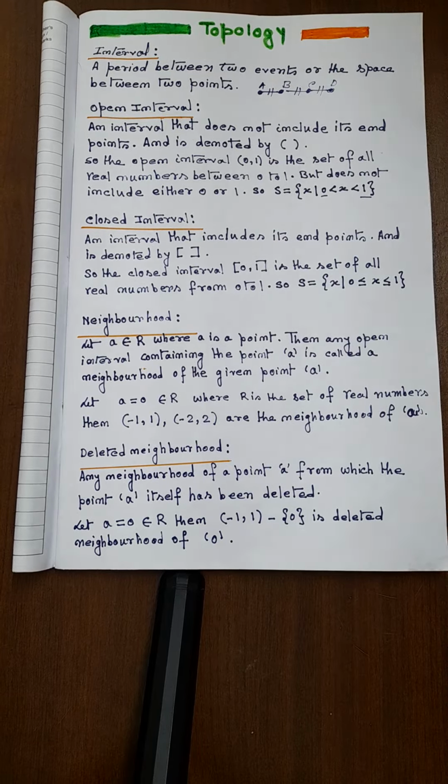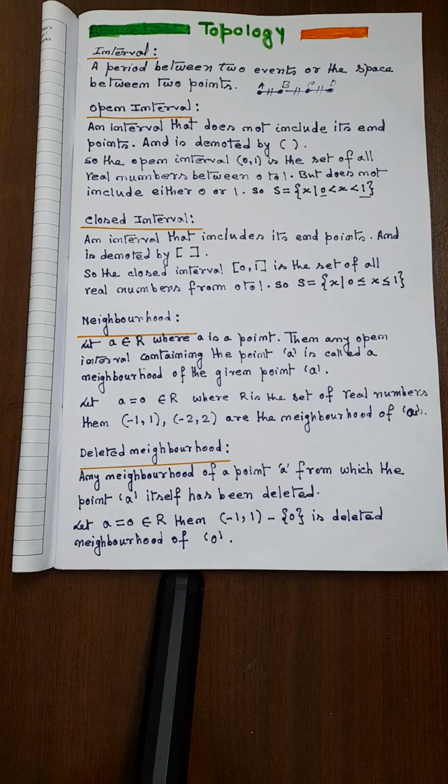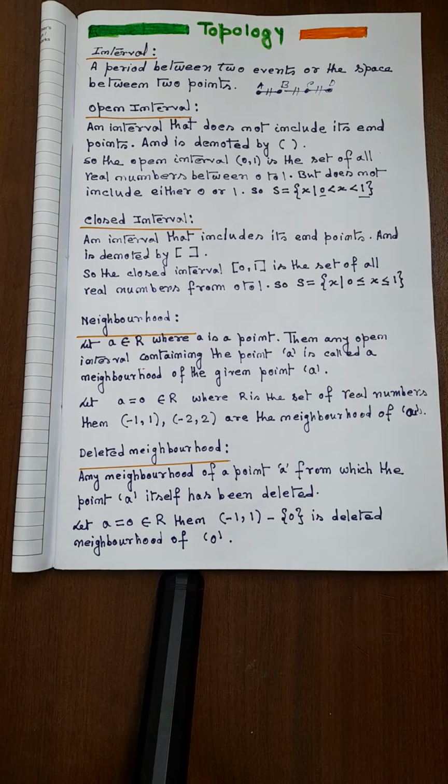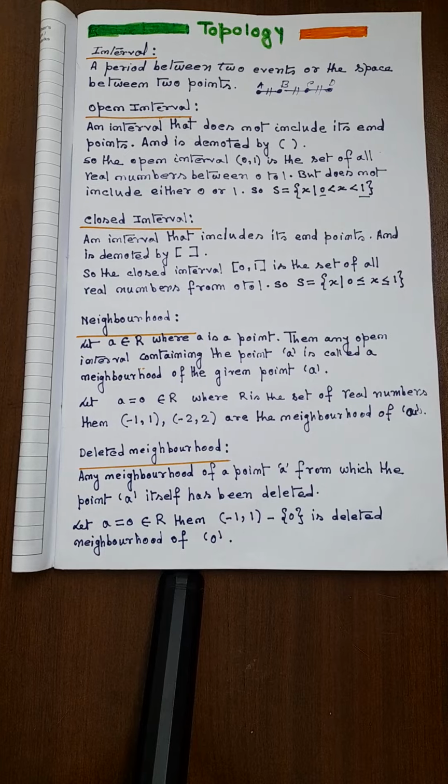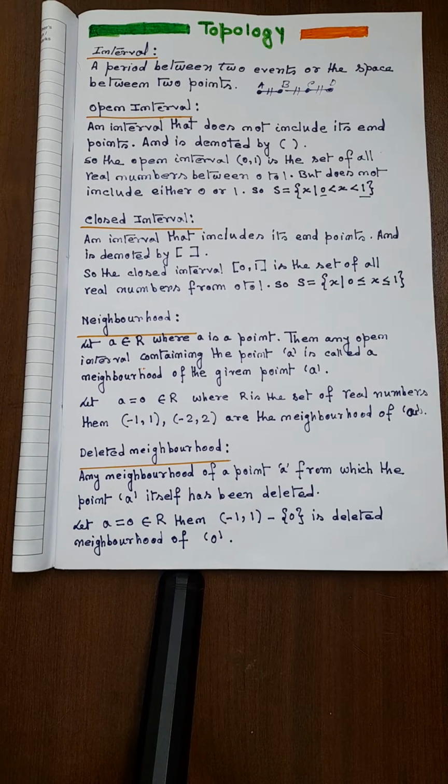Okay, so what is a closed interval? An interval that includes its endpoints and is denoted by open and close square brackets. The closed interval [0, 1] is the set of all real numbers from 0 to 1, right? That means it includes 0 and 1. So in set builder form we can write {x such that x is greater than or equal to 0 and less than or equal to 1}. So 0 and 1 are included in it, right?